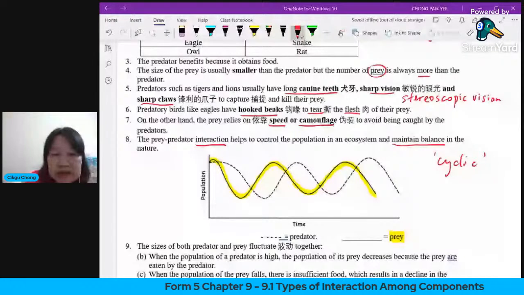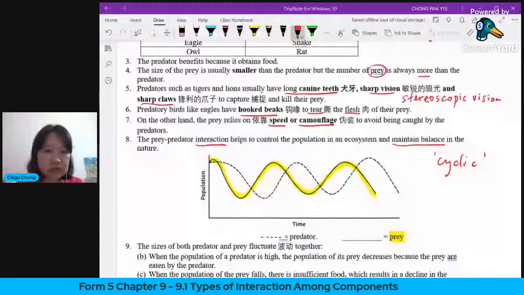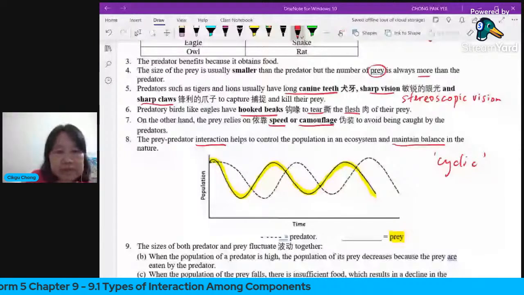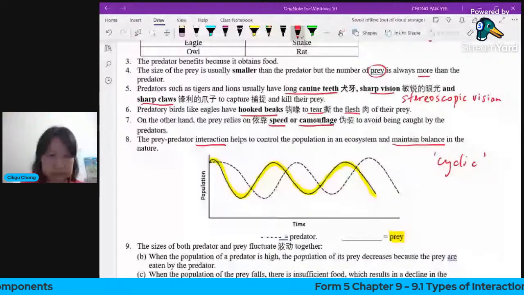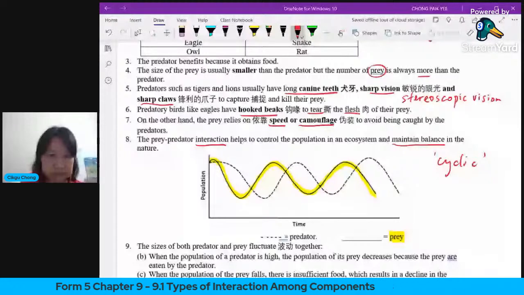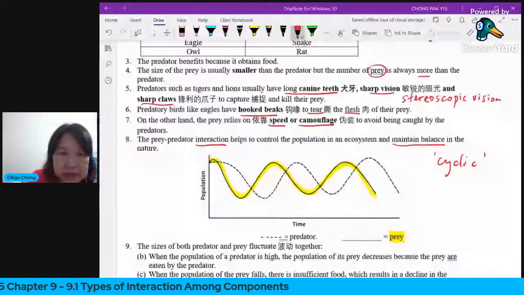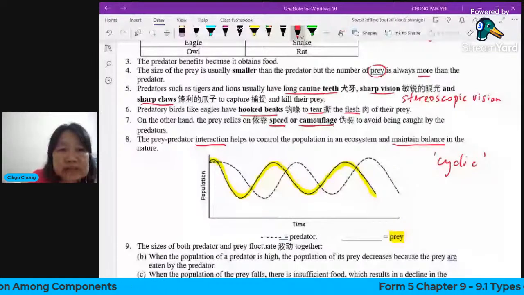Okay, now look at the beginning. When the population of a predator is high, let's say it so happens at a certain time, the predator has a high population. So here, this dotted line is the predator. Look at my here, the dotted line. So when it is high, that means there are a lot of tigers eating the rabbit, correct or not? So what is the effect to the population of the rabbit?